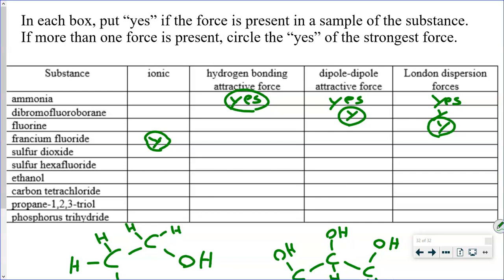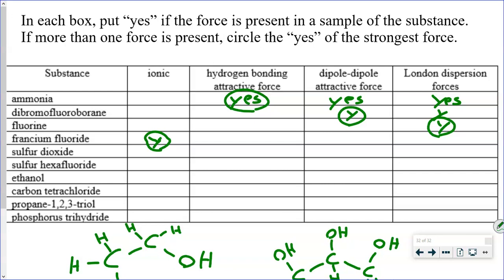It does not have hydrogen bonding. It does not have dipole-dipole. Ionic bonds are unique. Remember, ionic compounds make these lattice structures. So they don't really have intermolecular forces because of the way these cations and anions kind of arrange themselves. But I'm perfectly okay if you said that it did have London dispersion forces.